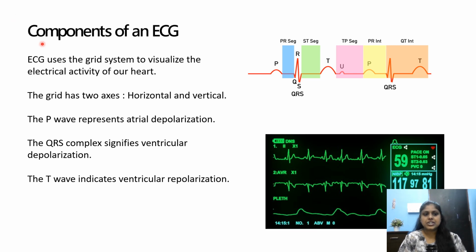Components of ECG. ECG uses a grid system to visualize the electrical activity of our heart. The grid has two axes, that is horizontal and vertical. The P wave represents atrial depolarization, the QRS represents the ventricular depolarization, and the T wave indicates ventricular repolarization.